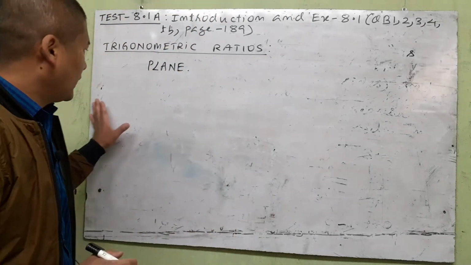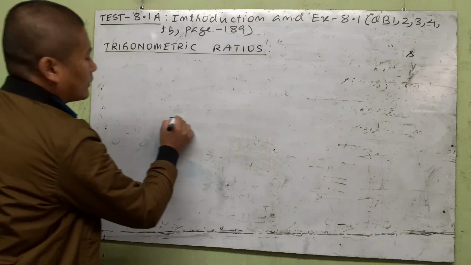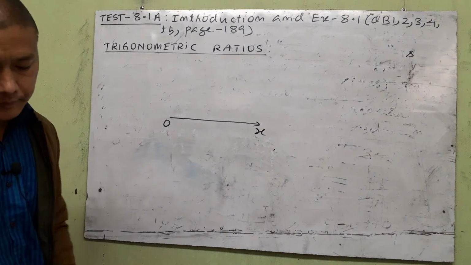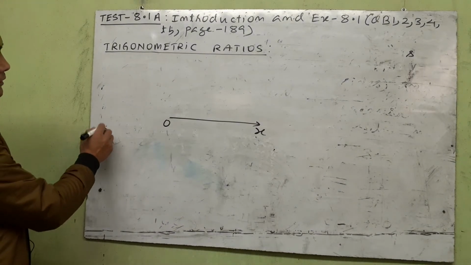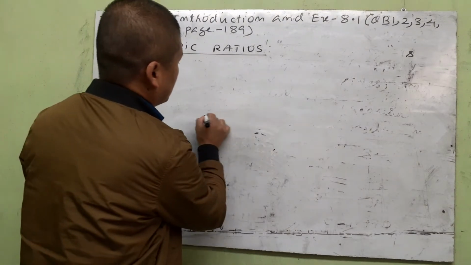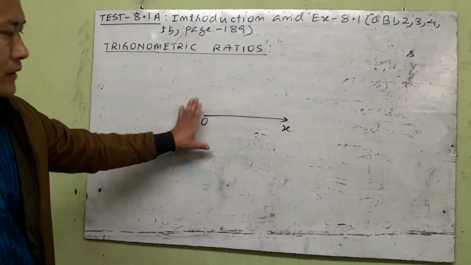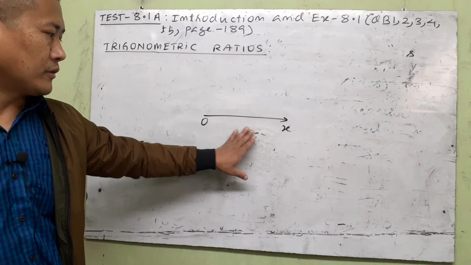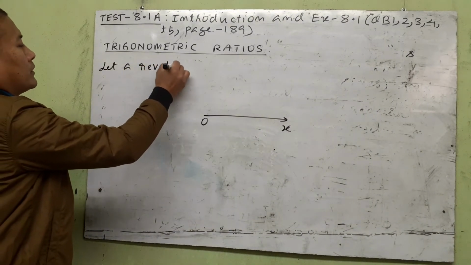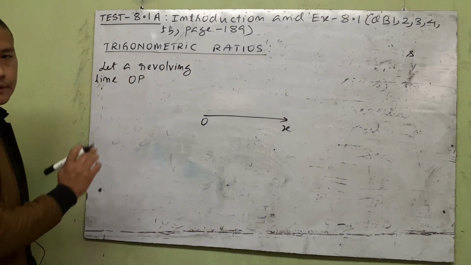So on any flat surface like a whiteboard or your notebook paper, you take a fixed line. Let us say the fixed line is OX. Let us go to a little bit of a corner. So let us take this OX. Fixed means not moving, and this line is on the plane, meaning on the whiteboard. Write along with me: revolving line, let us say OP.